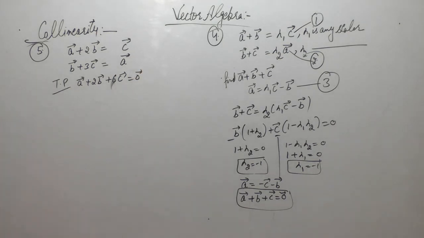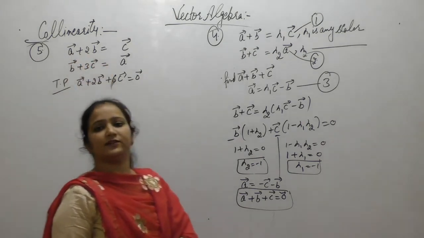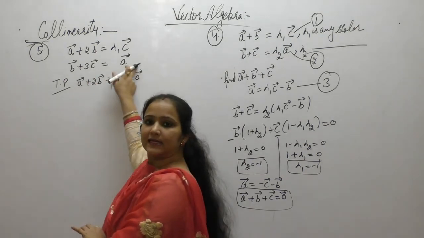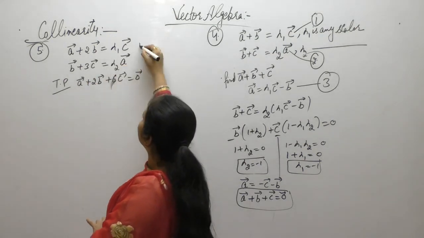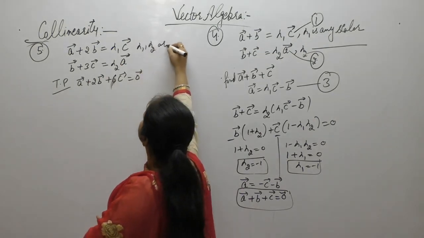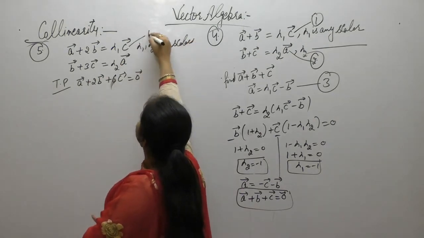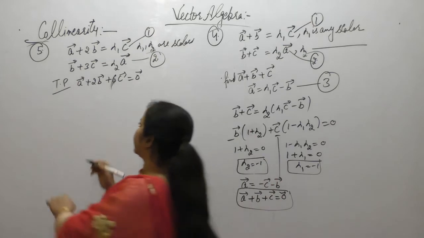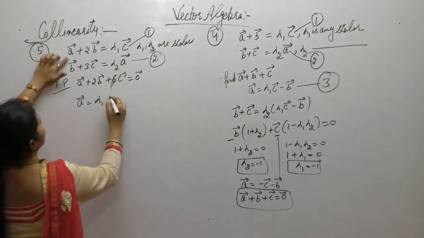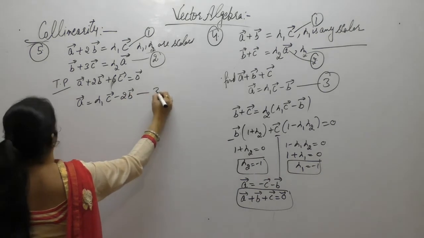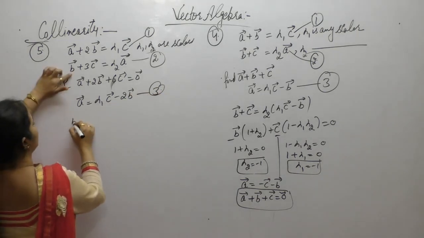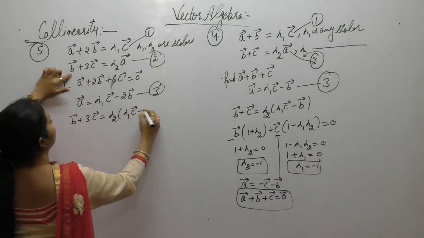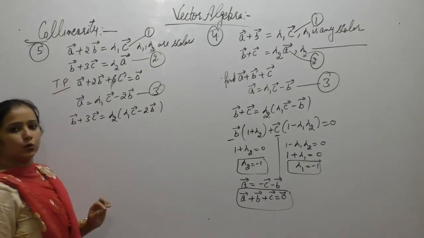Now since A plus 2B is collinear with vector C, let it be equal to lambda 1 C. B plus 3C is collinear with A, so lambda 2 A. Lambda 1 and lambda 2 are scalars. Let this be equation 1 and this equation 2. From equation 1, find the value of vector A, lambda 1 C minus 2B vector. Put this value of A in equation 2: B vector plus 3C vector equals lambda 2 times (lambda 1 C minus 2B).